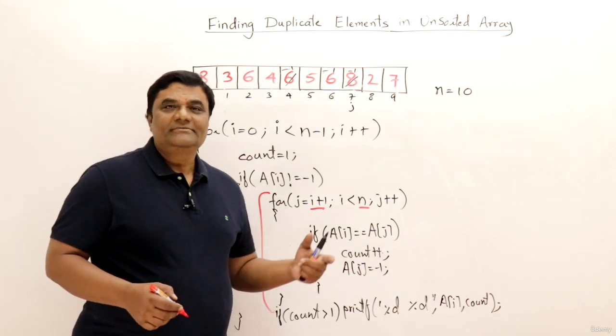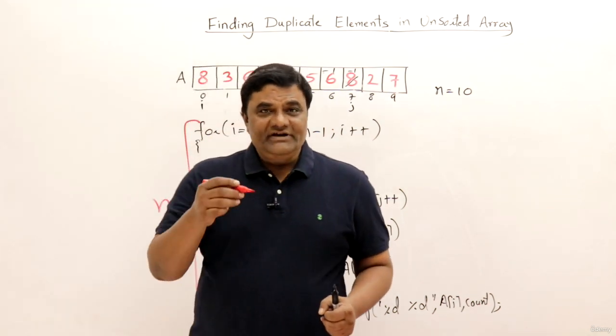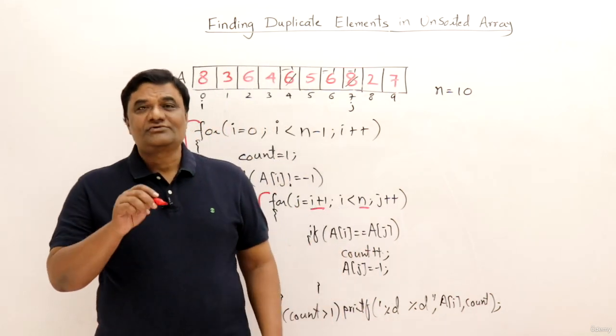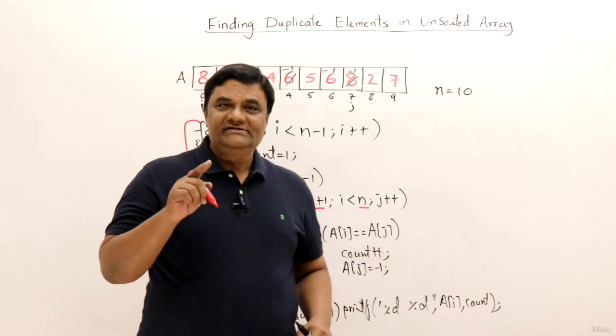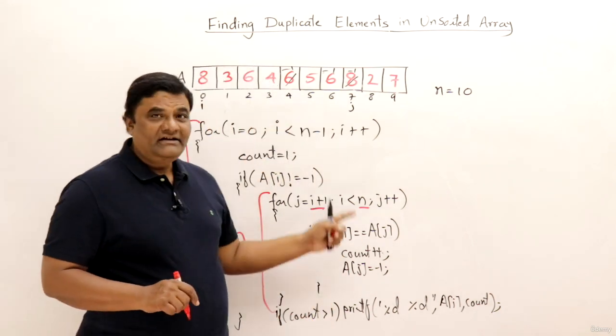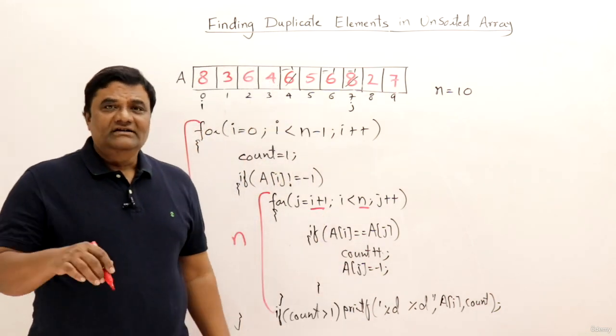So that's it. This is the procedure for finding duplicates. So you can try this by yourself. It's a student exercise. I have written the code on the board. Just write a main function, and inside the main function declare this array and write down this similar code and see the results.